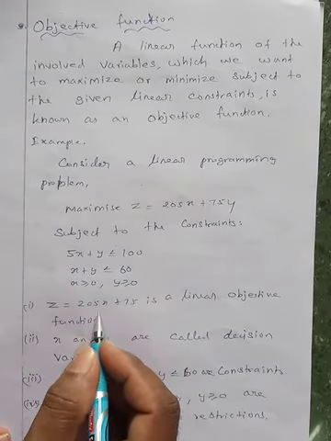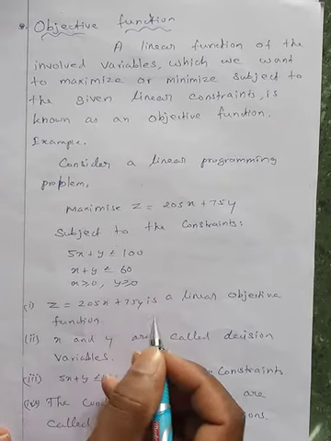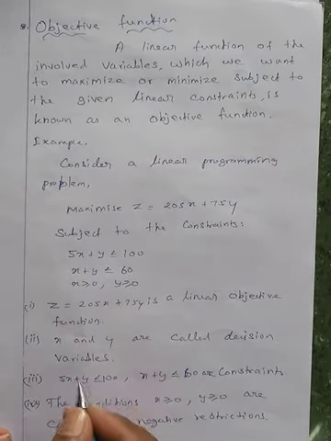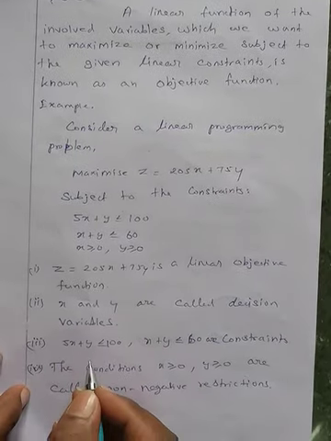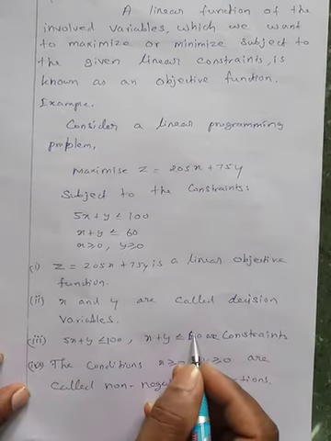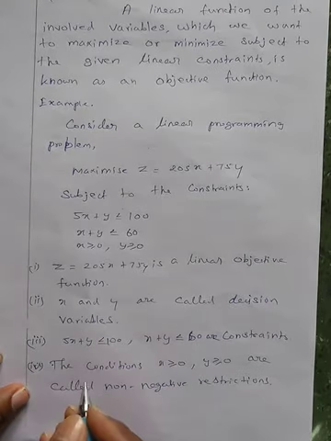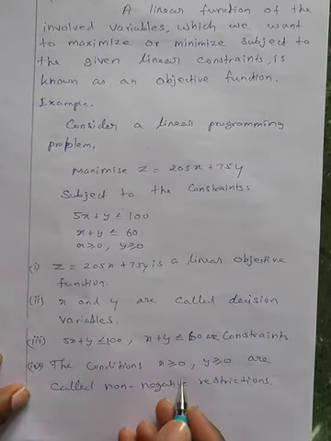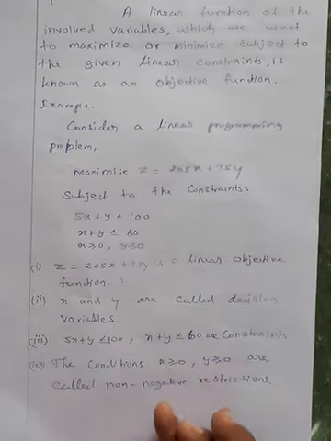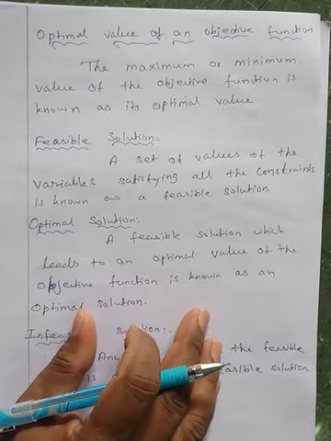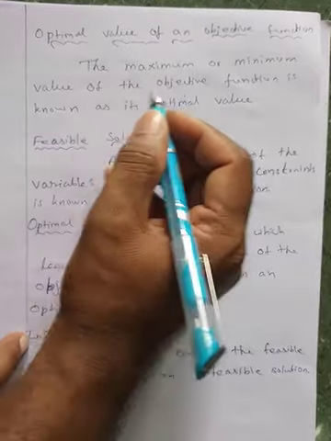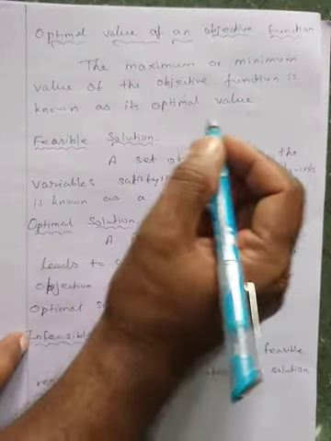Here z equals 205x plus 75y is a linear objective function. x and y are called the decision variables. 5x plus y less than or equal to 100 and x plus y less than or equal to 60 are constraints. The conditions x greater than or equal to 0 and y greater than or equal to 0 are called the non-negative restrictions. Optimal value of an objective function. The maximum or minimum value of the objective function is known as its optimal value.